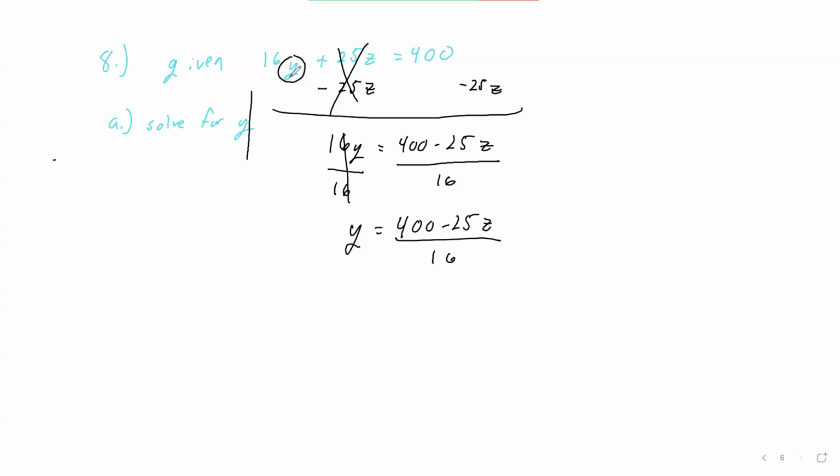So I'll review it one more time. No, I don't mind, because you might not be the only one with questions. I start out by circling what I'm looking for, which in this case was my y. And just like my rules in 9.1 through 9.3, I wanted to get rid of any addition and subtraction being done to the thing I'm looking for. So I see that I'm adding a 25z. So the opposite of adding is subtracting. And so I subtract it on both sides, because what I do to one side, I have to do to the other.